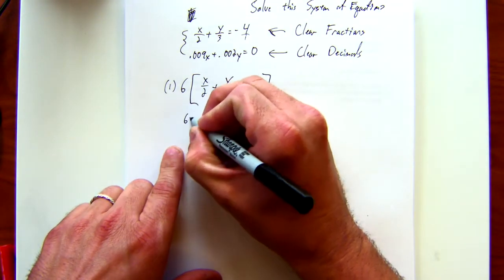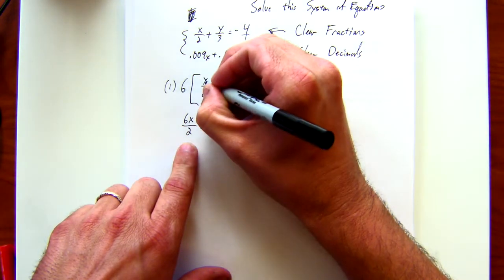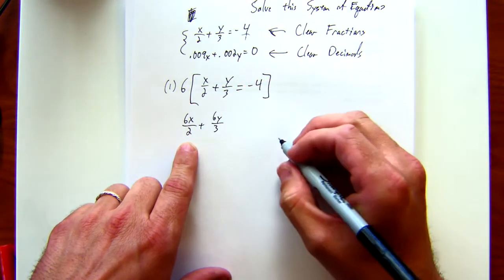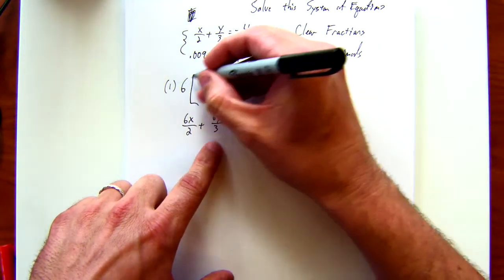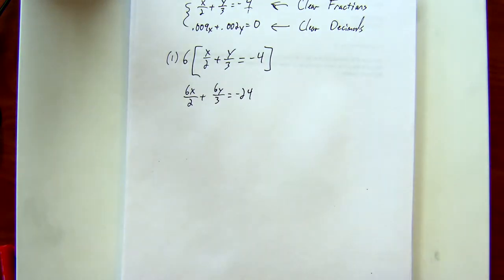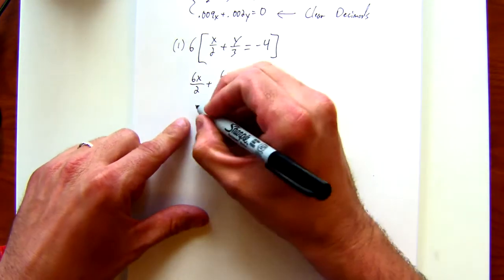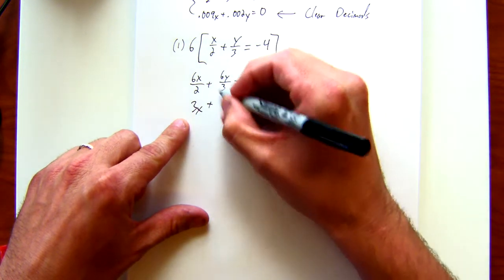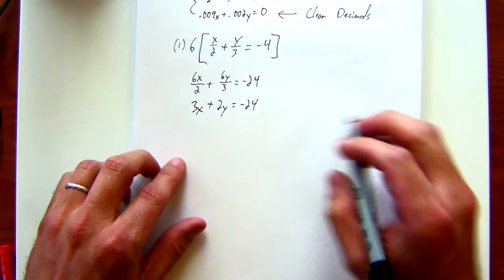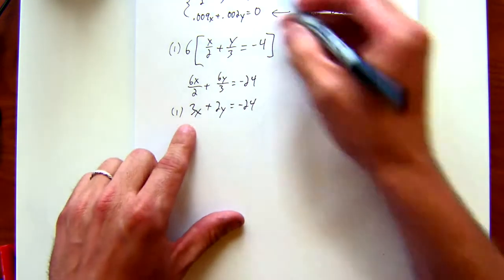So I'm going to have 6x over 2, so the 6 times x on top over 2, 6 times y on top over 3 is equal to 6 times a negative 4 is negative 24. And what is 6 over 2? So this is just 3x plus, what is this one? 2y, good, equals negative 24. So now this is our new first equation without the fractions.